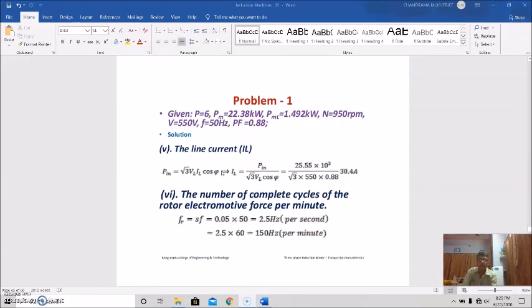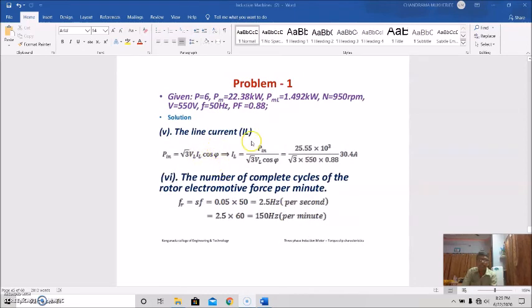Not only that, you will have to find out the line current. Line current is equal to the input power divided by the input voltage and the power factor, which are given. You have already found the input power, so from that you will find the line current.